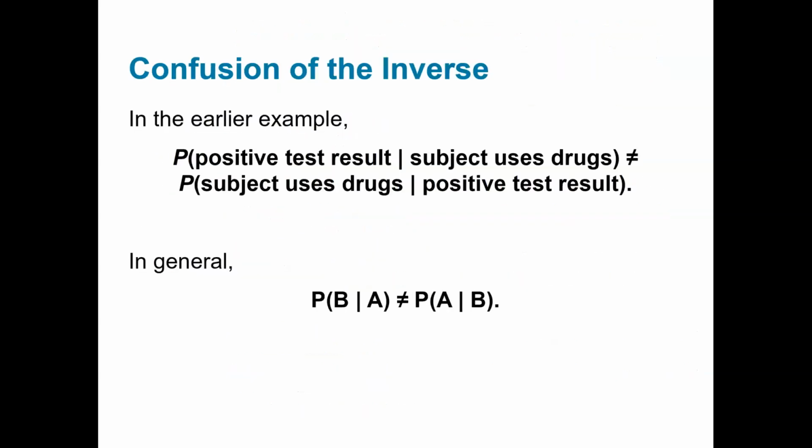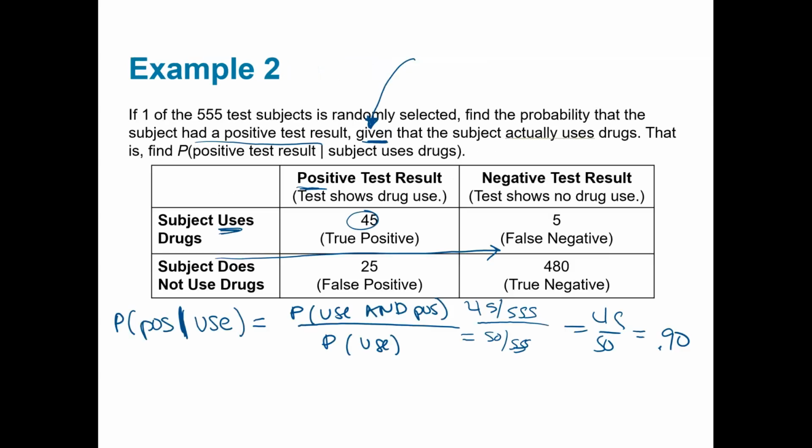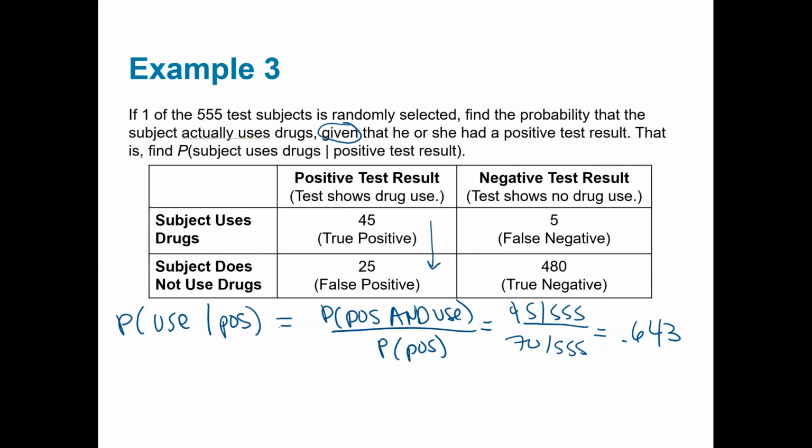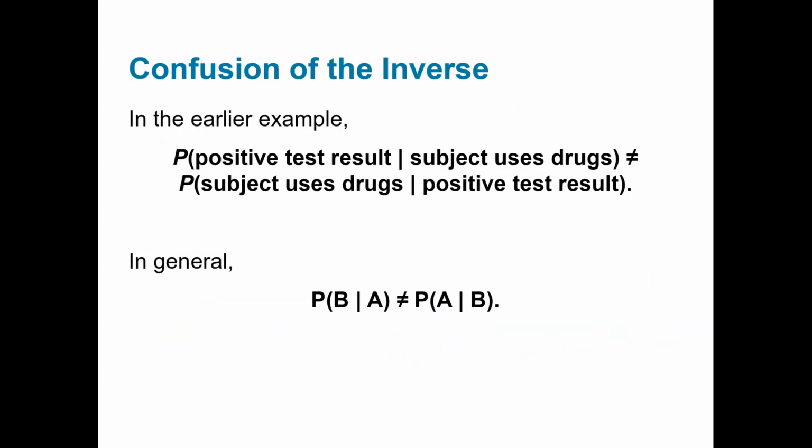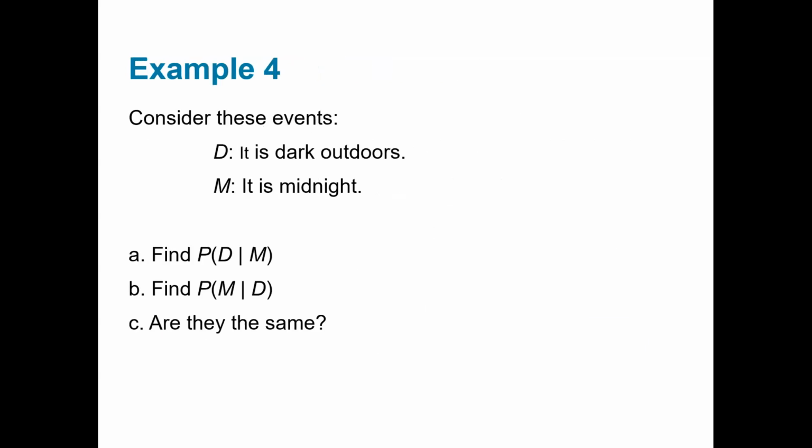So something that can happen with conditional probability is confusion of the inverse, or thinking that the opposite is true. So we saw that the two results were not the same. In example 2, it was positive given that they use 0.9 and use given that they're positive 0.643. These are different answers when we switch them around. So we can't just assume that one is the same as the other. So this is our final example.